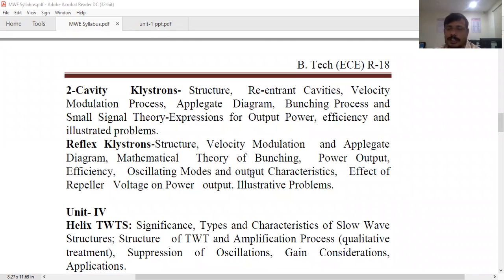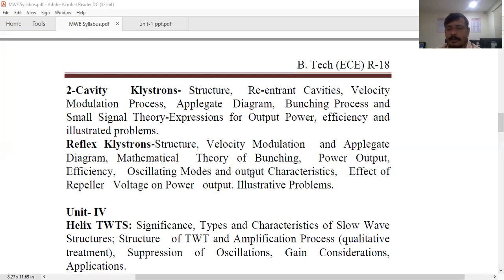Due to velocity modulation, electrons travel with different velocities. The faster ones meet the slower ones at one point, and that is the electron bunch. Due to the electron bunch, there is a variation in the current also. Current modulation also takes place in the Klystron. Please remember these things. The two cavity Klystron is basically an amplifier, and you can also use it as an oscillator by giving feedback.